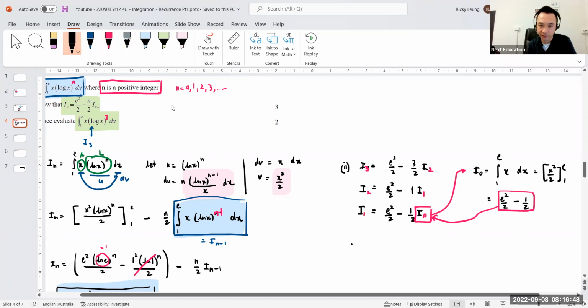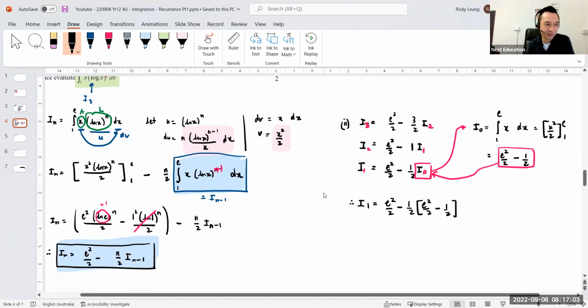So let's do that. Therefore, I1 equals e squared on 2 minus a half. There's a lot of halves here, just making me work for it. Let me make sure I'm getting it right. Perfect. E squared on 2 minus e squared on 4. That's like a half minus a quarter, so that's e squared on 4 and then plus a quarter. Is that right? Check that.